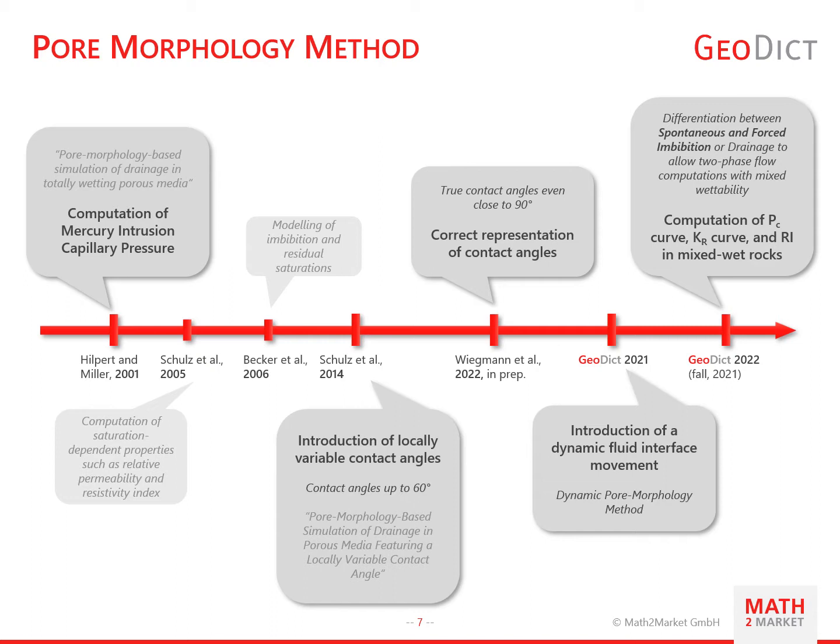Subsequently, I will focus on the introduction of locally variable contact angles by Schulz et al., allowing to compute two-phase flow within a certain contact angle range for drainage and imbibition computations. Then, I want to introduce our advancement for both an exact representation of contact angles and the possibility to consider contact angles close to 90 degrees, which is rather challenging for numerical approaches with respect to multi-phase flow.